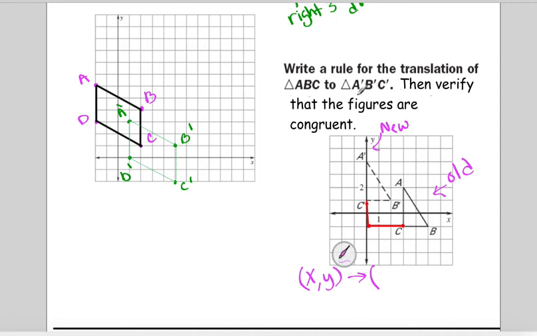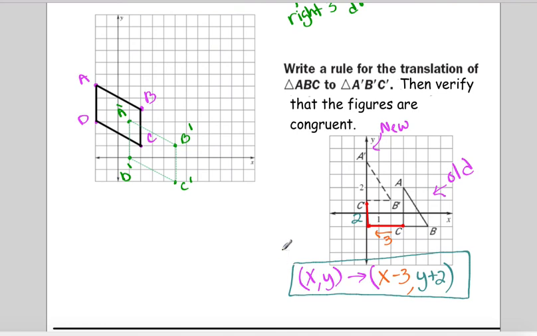Well, from C to C prime, they went backwards to the left 3. So they went left 3, which means that your x value is x minus 3 in the rule. Then from there, they went up 2, so the y is y plus 2. And so your rule is this: x comma y, arrow, x minus 3, comma y plus 2. So that is all our notes for translations.